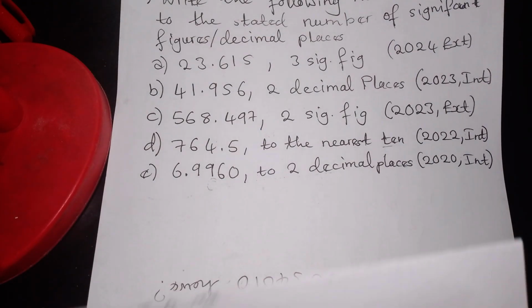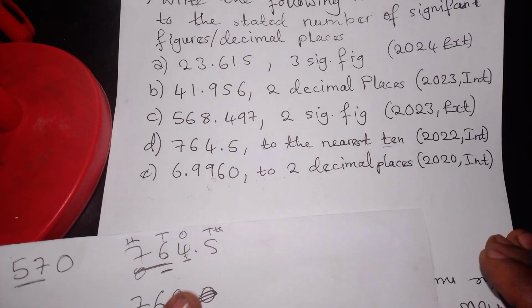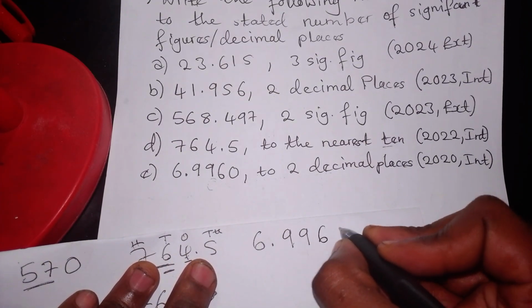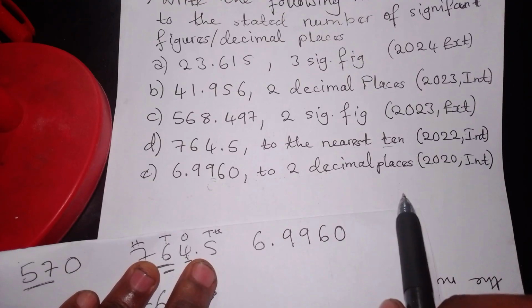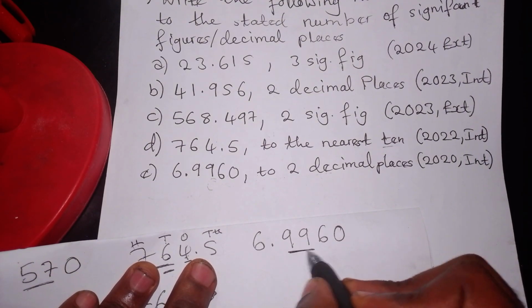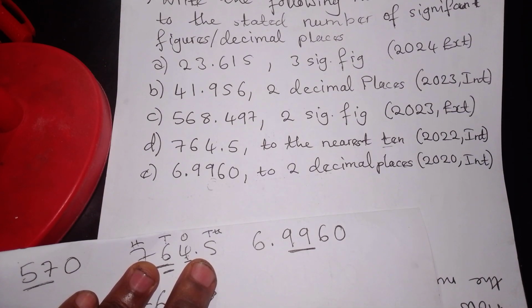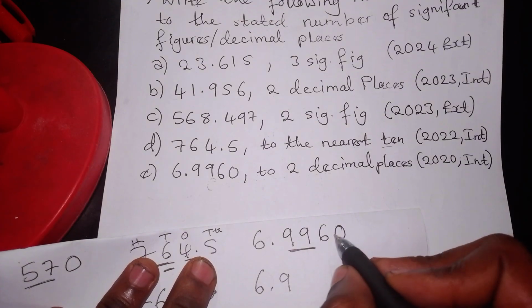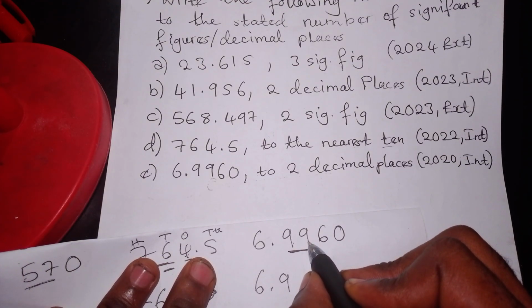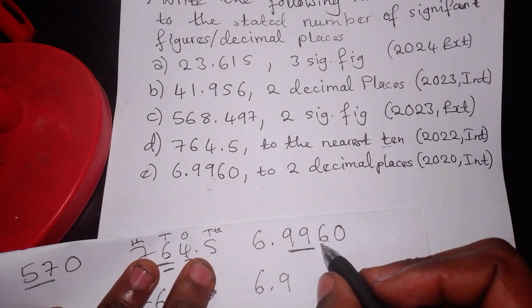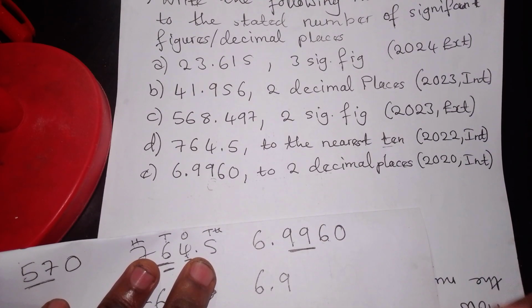And then lastly, we have this one. This one was a bit unique, but not really hard. So we have 6.9960. Then you want to round this number off correct to 2 decimal places. So the 2 decimal places are these. So you can write the first 2 digits as usual, but before you write the third digit, check the next number. So this number is a 6. It's greater than 5. So that means this one will increase by 1.